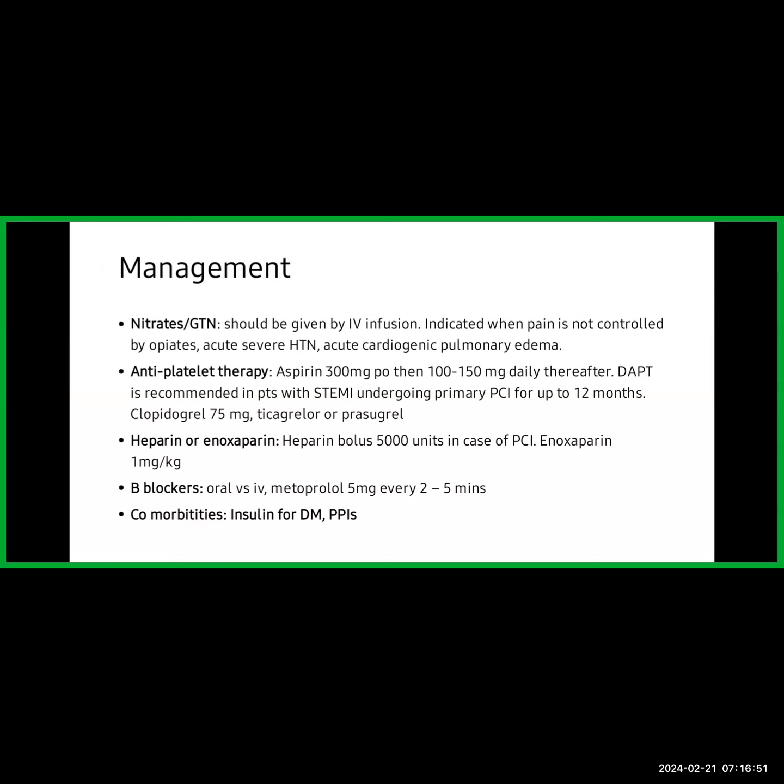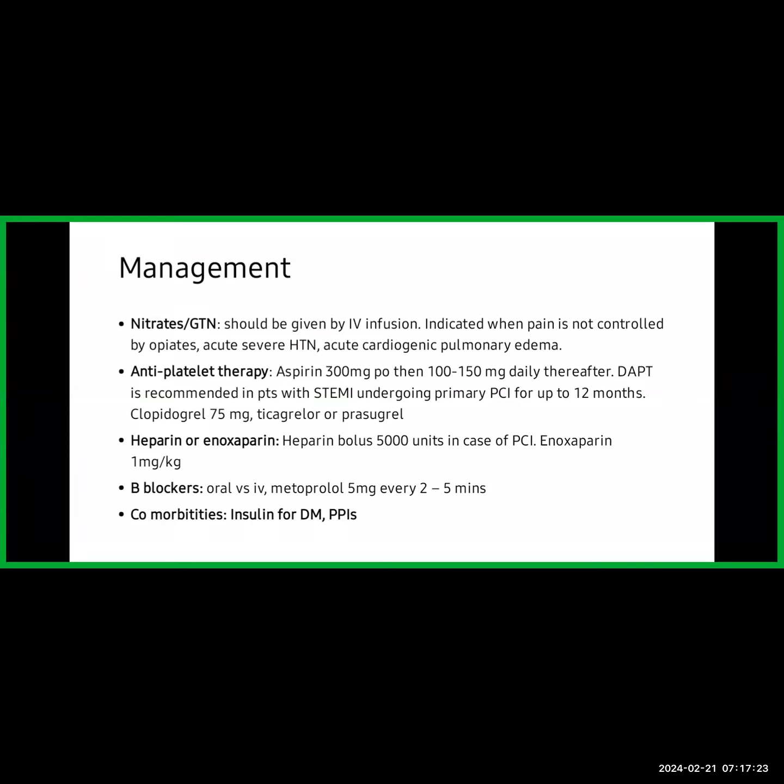So nitrates are also very important. However, we should be cautious in a patient that has RV infarction, or somebody with low blood pressure, or somebody on phosphodiesterase inhibitors. However, a good indication is when there is severe hypertension or acute cardiogenic pulmonary edema. Antiplatelets are also very important. Sometimes, like our index patient, may require dual antiplatelet therapy, especially if he's going for PCI, and prasugrel is very important in association with aspirin compared to the other antiplatelets.